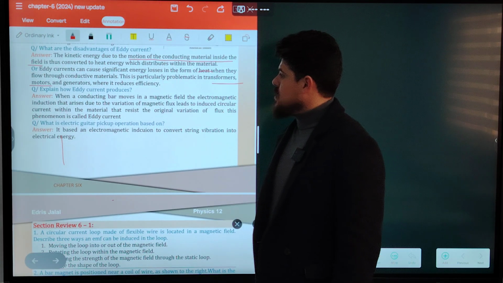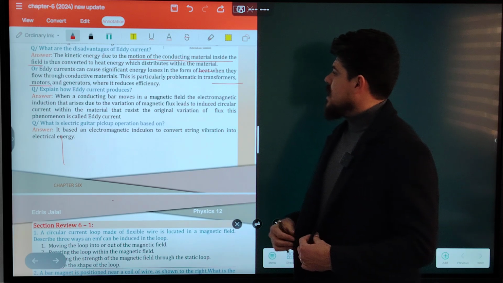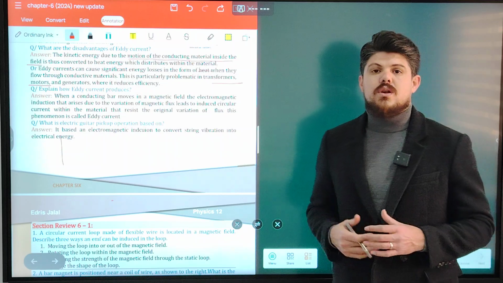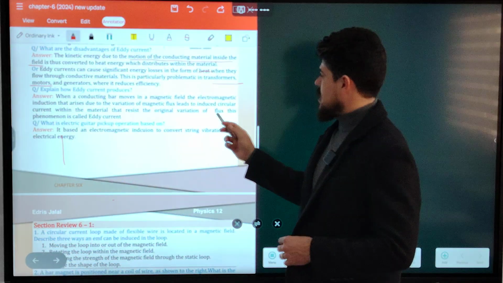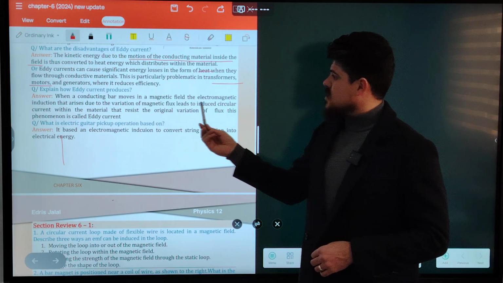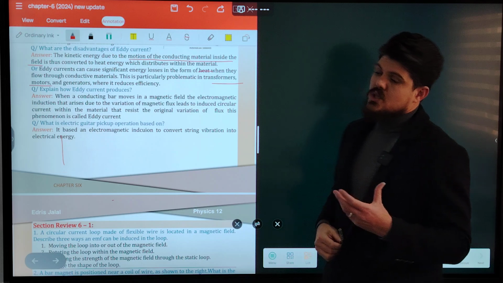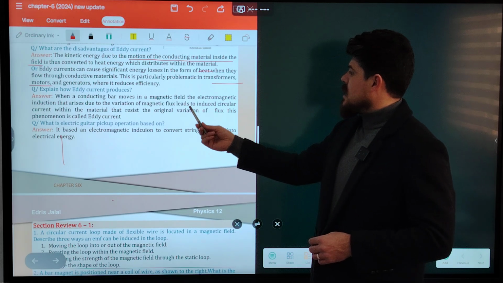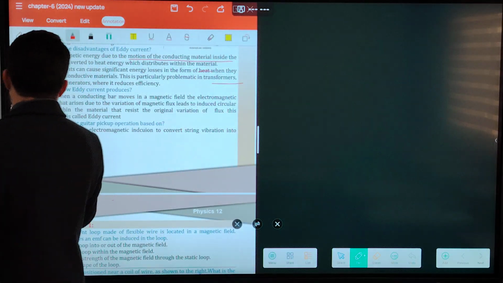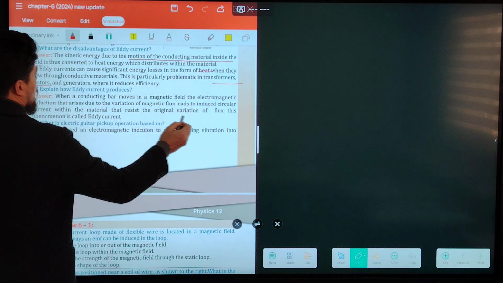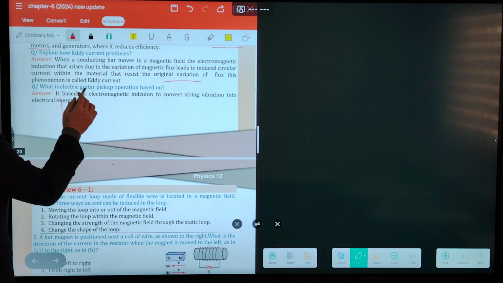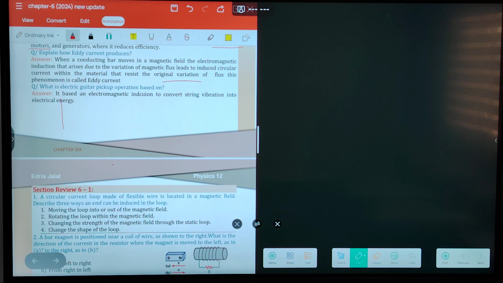Explain how eddy current is produced when a conducting bar moves in a magnetic field. In the presence of changing magnetic flux, this eddy current, this circular induced current, is produced in the conducting material. When a conducting bar moves in a magnetic field, the electromagnetic induction that arises due to the variation of the magnetic flux leads to a circular induced current within the material that resists the original variation of the flux, and this phenomenon is called eddy current. What is the electrical guitar pickup operation based on? Electromagnetic induction.